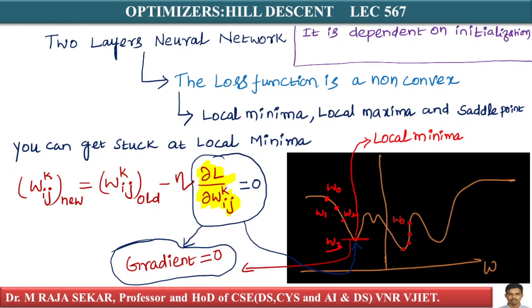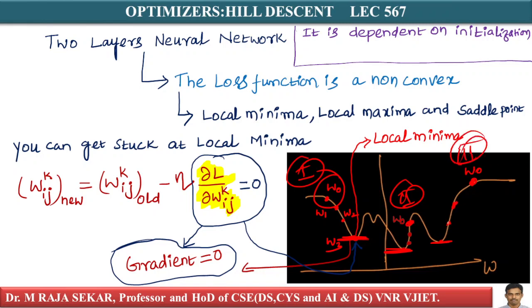Suppose I start at some other point, let me say I start W0 here. What happens? Again I will come here and again I will get stuck here. Same justification: the derivative is 0, isn't it? Again, if I take initialization somewhere here, this is the third case. In the first case I started initialization here and got stuck here. In the second case I started here and got stuck here. In the third case I start here, keep on applying gradient descent, and I will get stuck here.